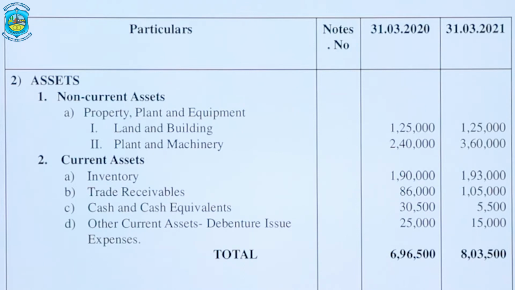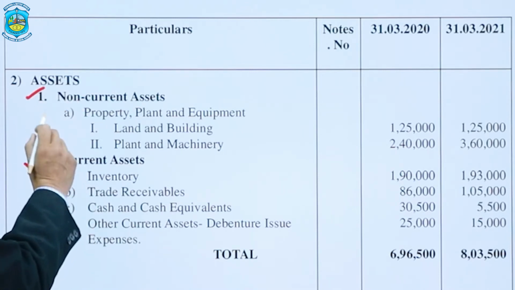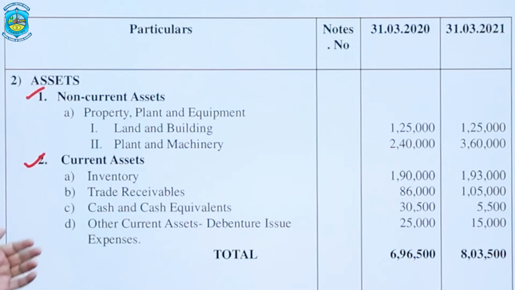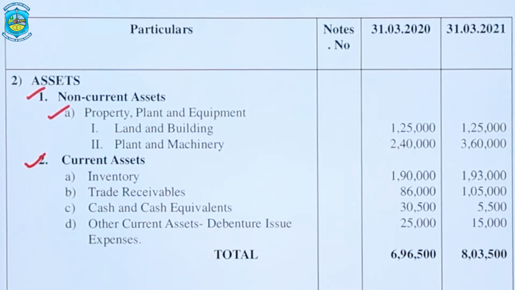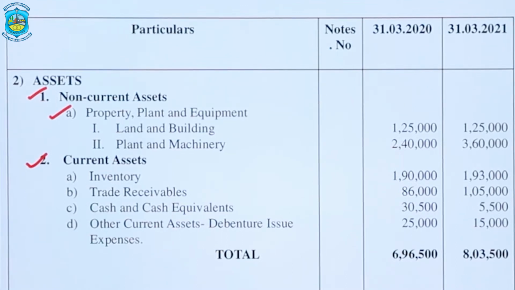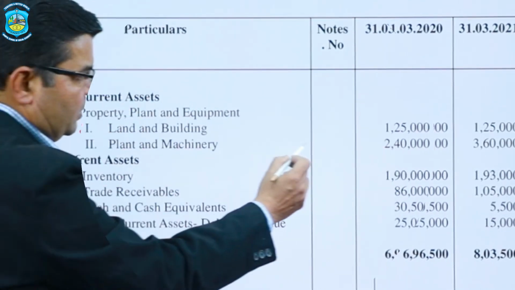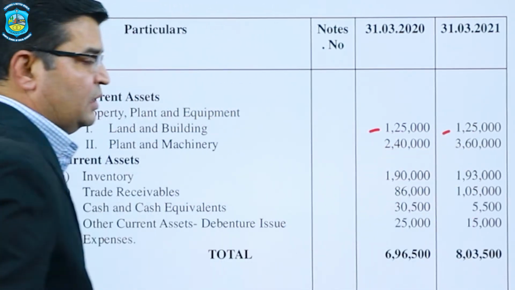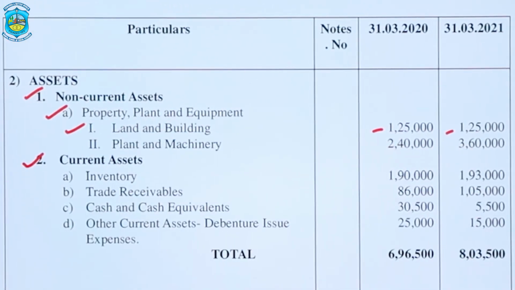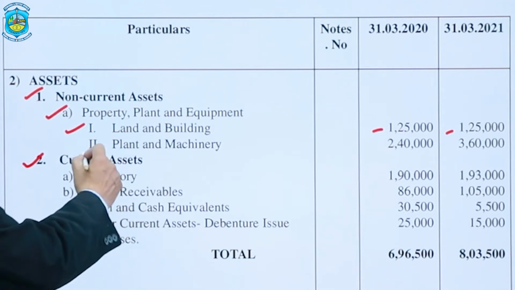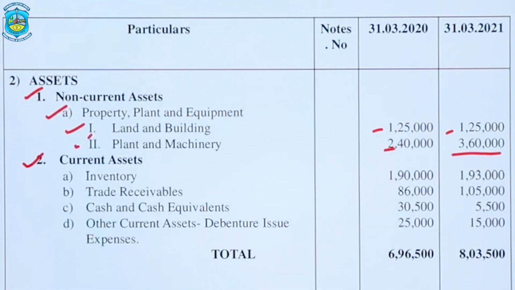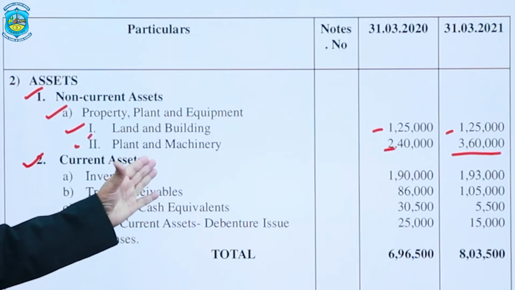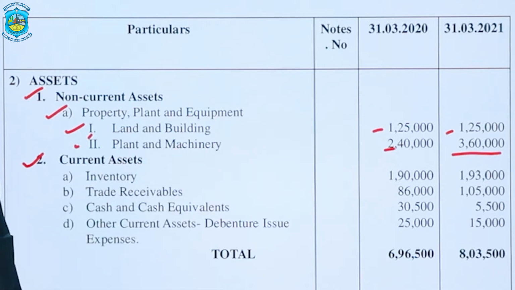In the asset side, we have got here two types of assets. First, non-current assets and second is current asset. In non-current assets, first of all, property, plant and equipment. So in this property, plant and equipment, land and buildings are worth rupees 125,000 and 125,000. It means there is no change in land and building. Second is plant and machinery. It is 240,000 and 3,60,000. It means during the year we must have purchased some plant and machinery worth rupees 1,20,000.